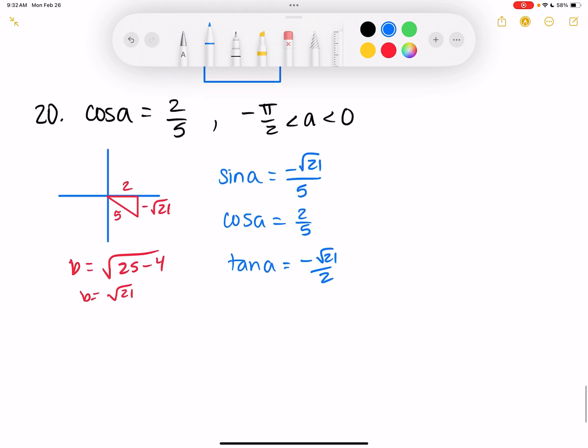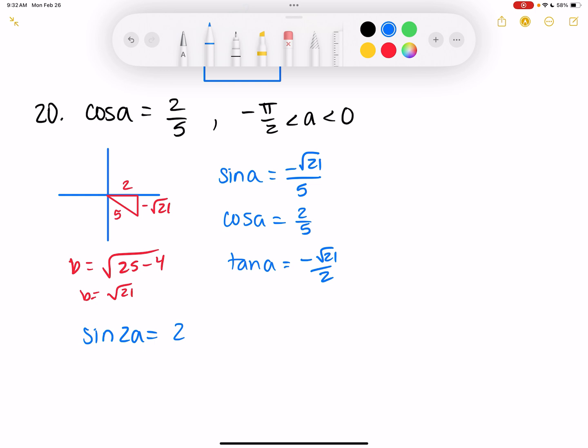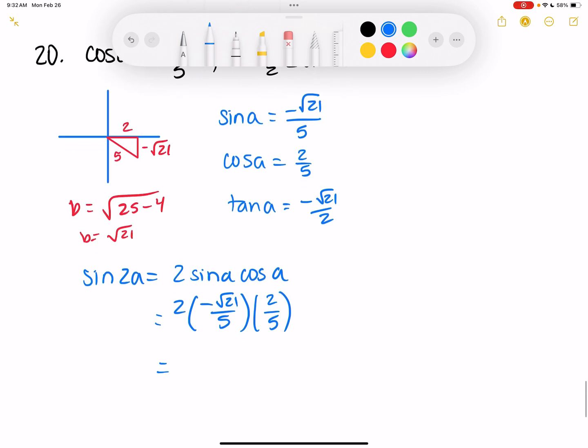So sine of 2A is equal to 2 sine A cosine A. So 2 times negative root 21 over 5 times 2 over 5. So that's going to be negative 4 root 21 over 25. And obviously, if there's anything you could reduce, you should reduce it, but we can't do anything with these ones or with this one.